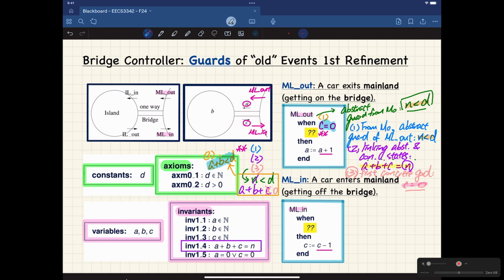Okay? We want to say that somehow the traffic flow over here should be at least larger than 0. We got at least one car on the bridge that wants to go back to the mainland. If you have no car on the bridge, how can the car go back, right? So it turns out this condition here would just be C larger than 0. All right, that's the guard.